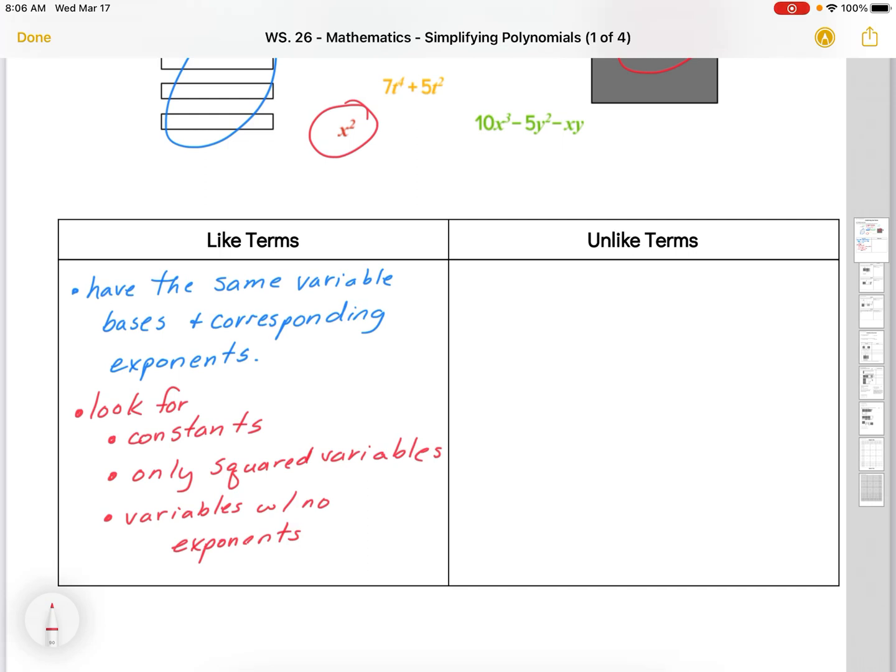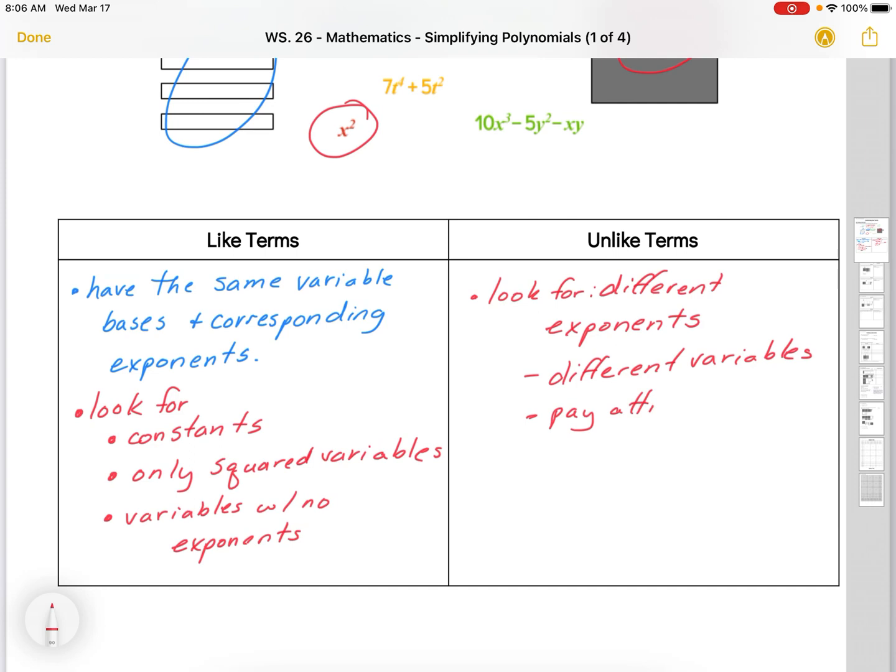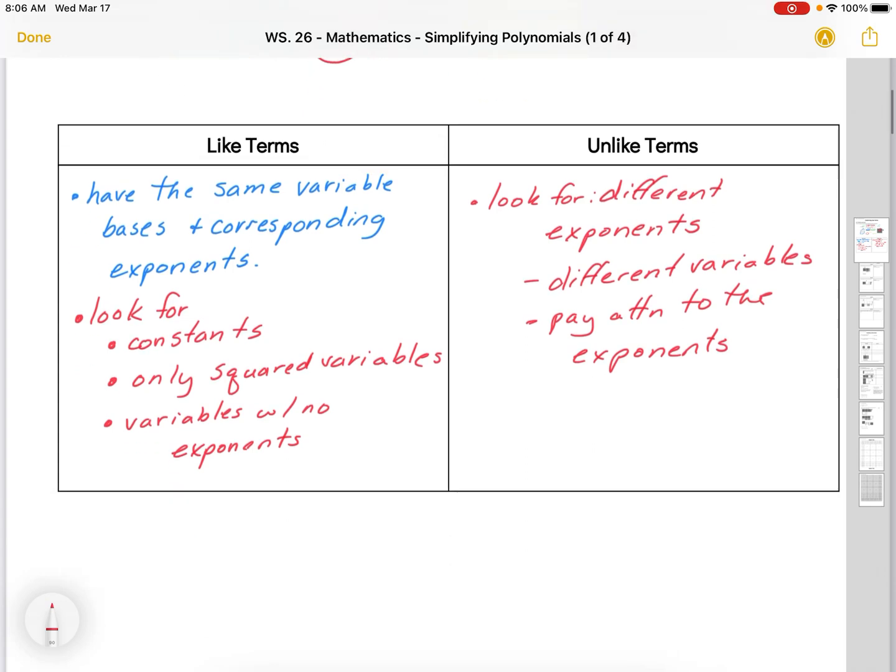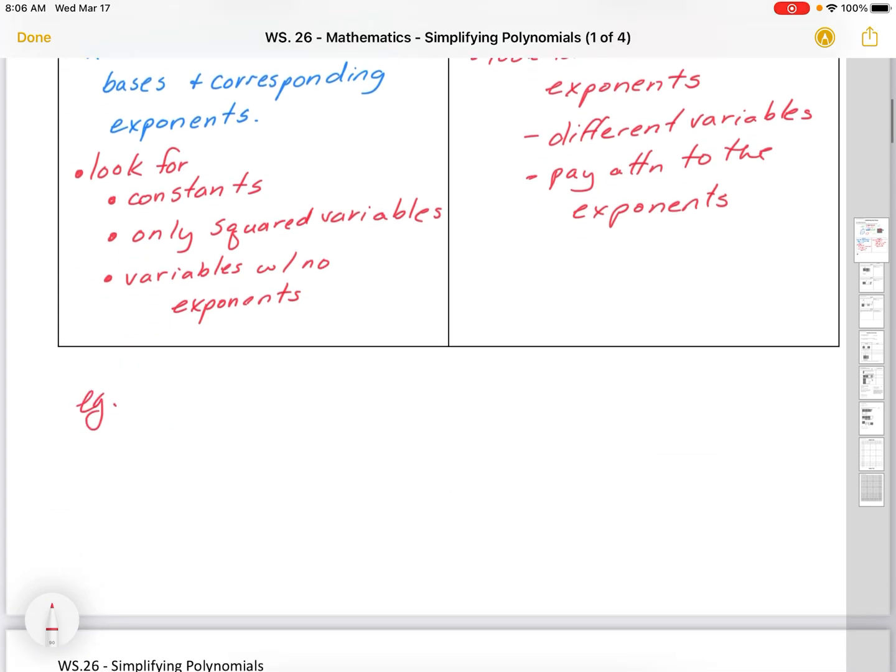With unlike terms, look for different exponents and different variables. Okay, so really pay attention to the exponents. Okay, all right, now that's kind of wordy. We can do some examples that might help us.